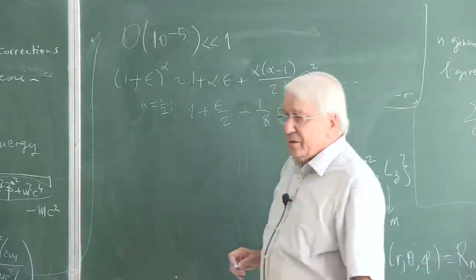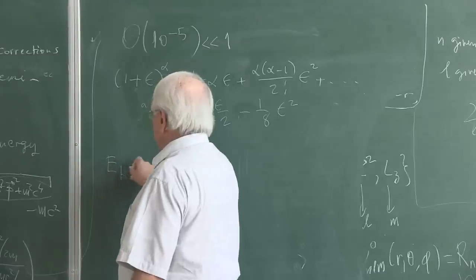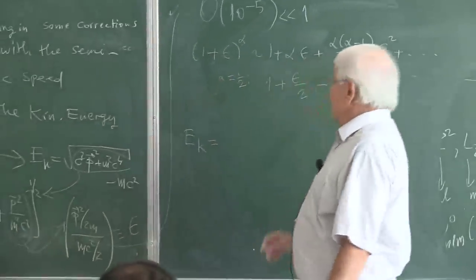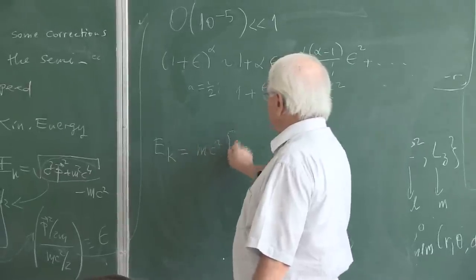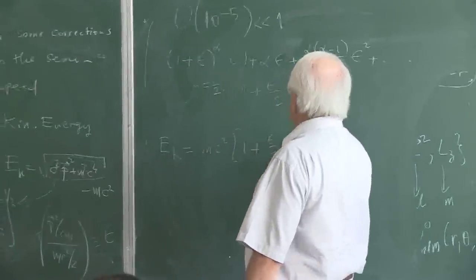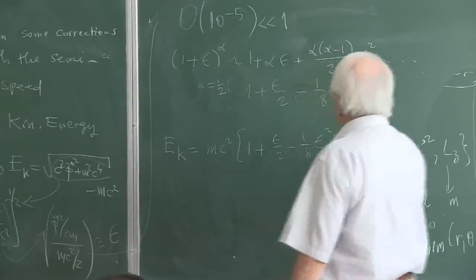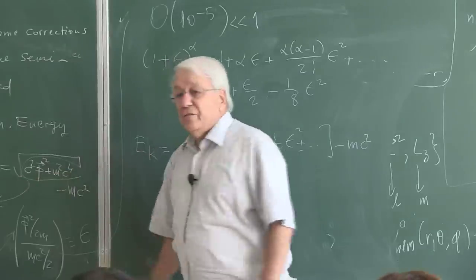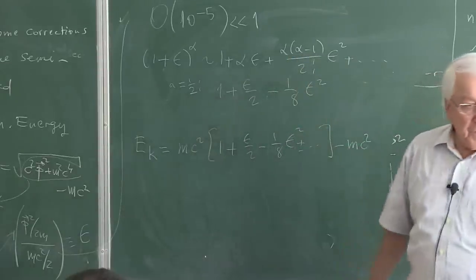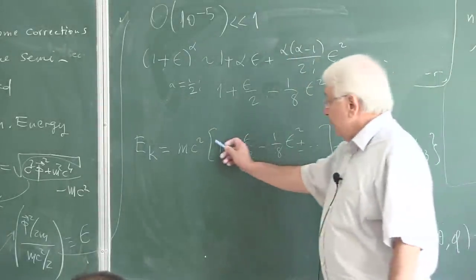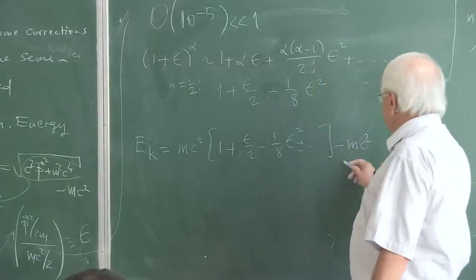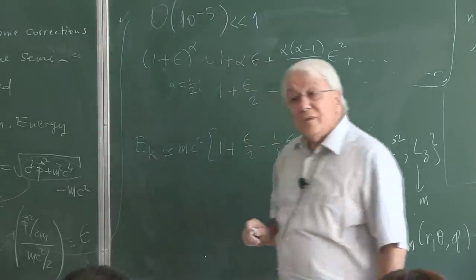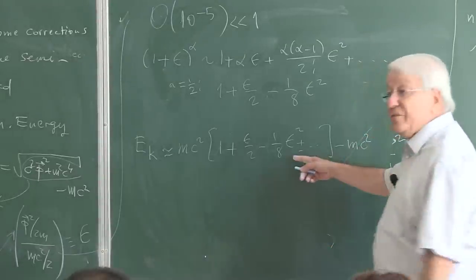So then I can write this kinetic energy expression by calling now this as the epsilon. That's my epsilon. So what do I have? mc squared times 1 plus epsilon over 2 minus 1 over 8 epsilon squared, minus mc squared, because that's the total relativistic energy minus the rest mass energy, which makes it the relativistic kinetic energy. So obviously the leading term makes it mc squared, which cancels against that. What is left over is an approximation, so let's put the approximate sign. It's not an exact expression because we have stopped at the second order.